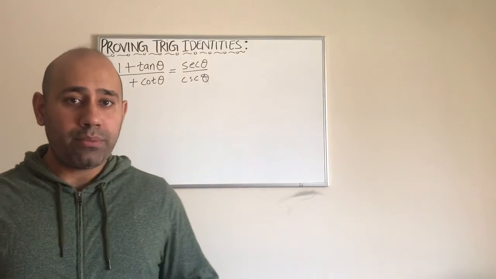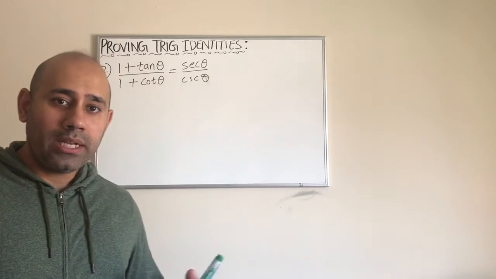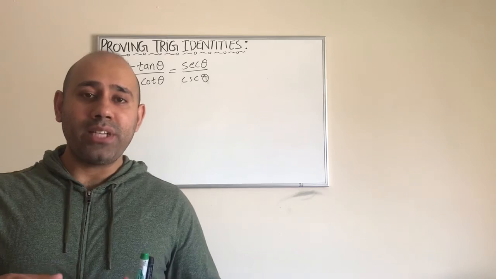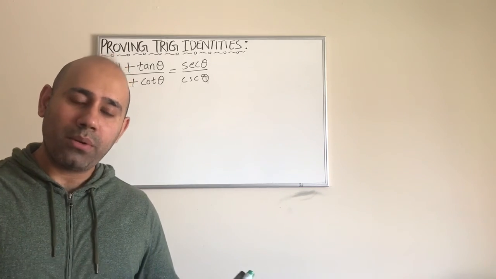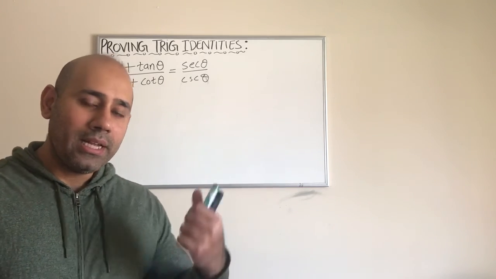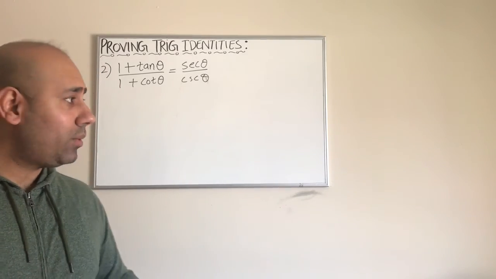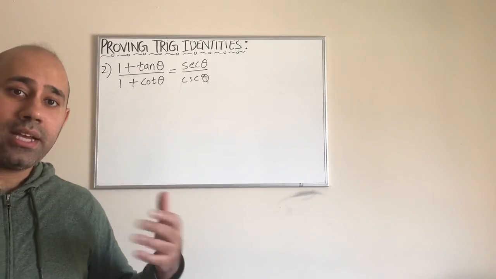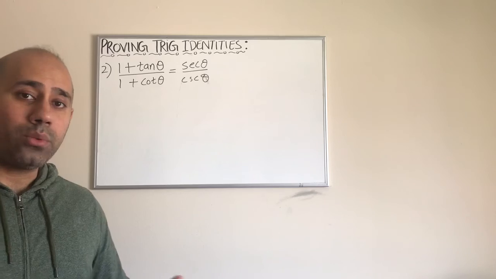Another example on proving trig identities. So guys, as you will see, the challenge level is going to increase as we go from number 1 all the way up to number 7. Here I have another one, and you can see there's a left hand side, there's a right hand side, and we want to make sure that they are actually equal to each other.